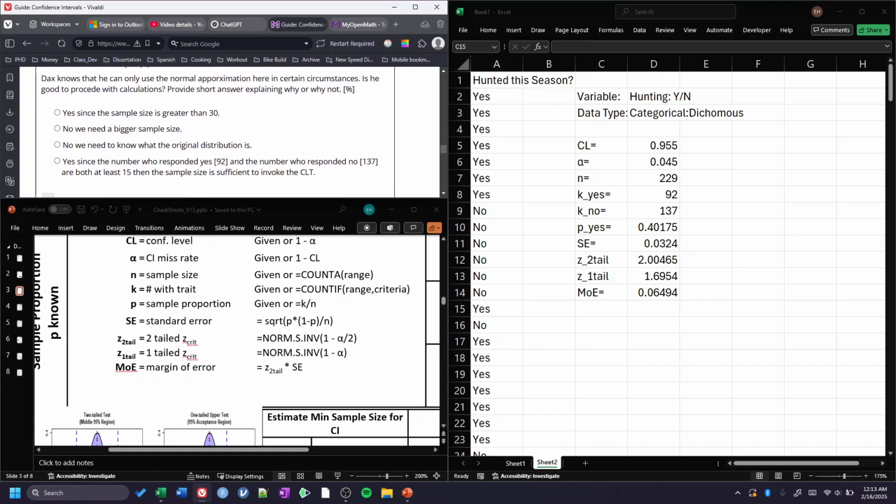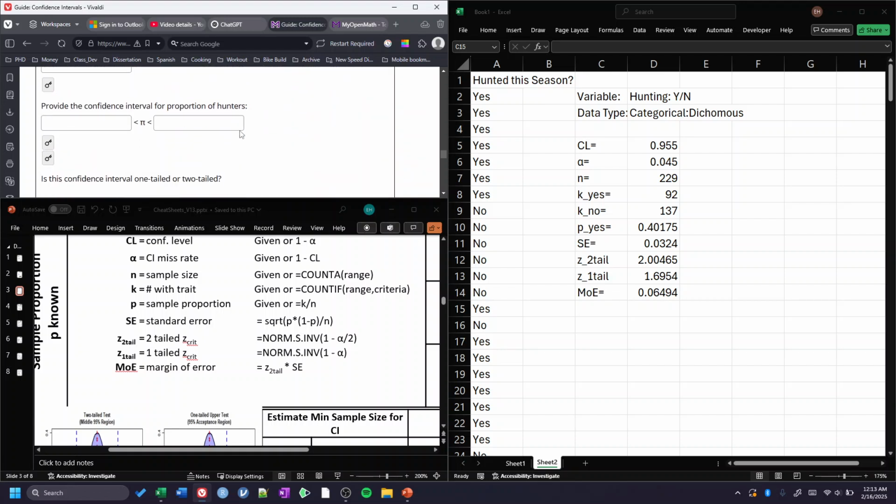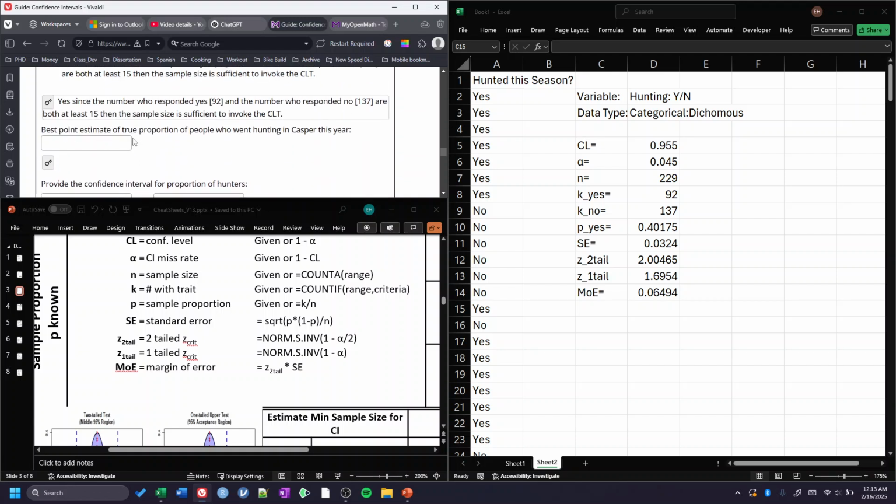So the first one that we need to know is to provide an answer of are we good in order to do this? So we can say that, yes, since the number who responded yes is 92 and the number who responded no is 137, they're both at least 15, then the sample size is sufficient to invoke the central limit theorem. Next one is our best point estimate. Well, if you remember from our previous video, when we did means, our best point estimate was our sample mean. Well, here, our best point estimate of pi, we'll say, is p. So this is our best point estimate of pi. And it's just 0.4175. And there it is.